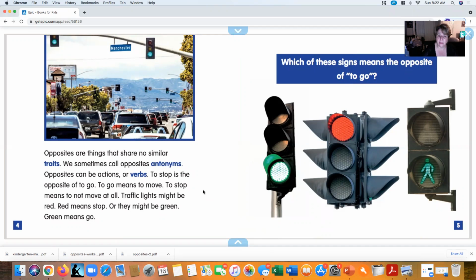To go means to move. To stop means not to move at all. Traffic lights might be red. Red would mean to stop. Or they might be green. Green would mean to go. Which of these signs means the opposite of go? Well, this one is green and this one is green. So opposite of go would be red. Here we go. That means to stop, which is the opposite of go.